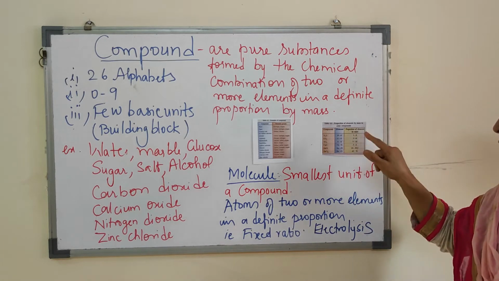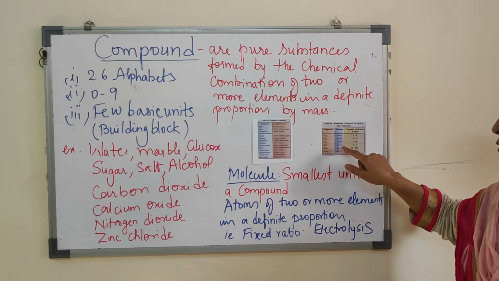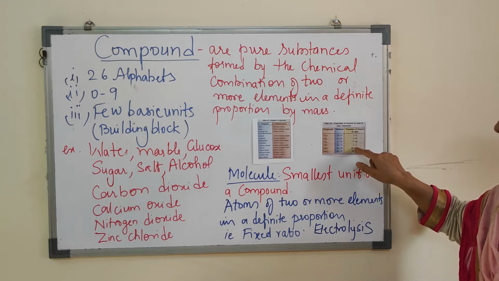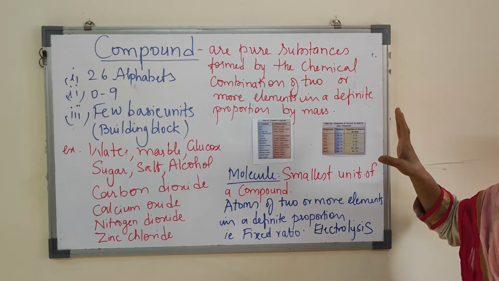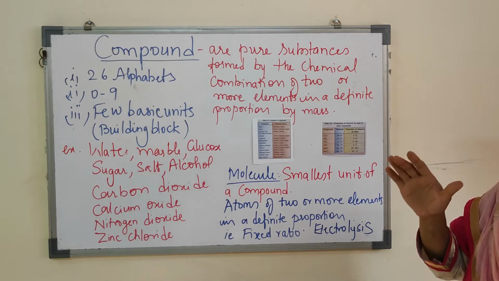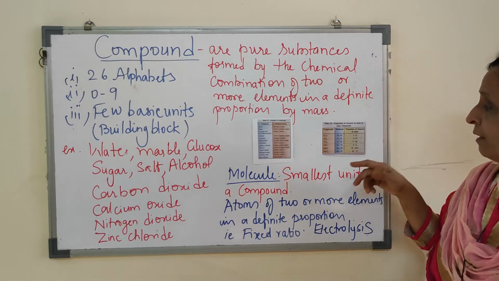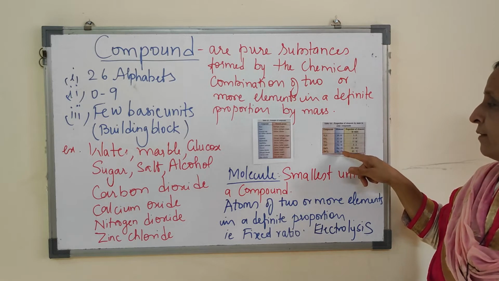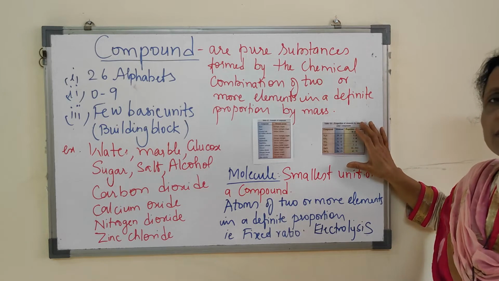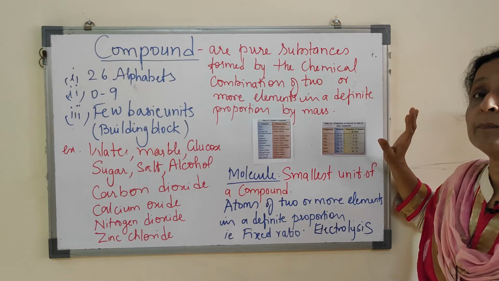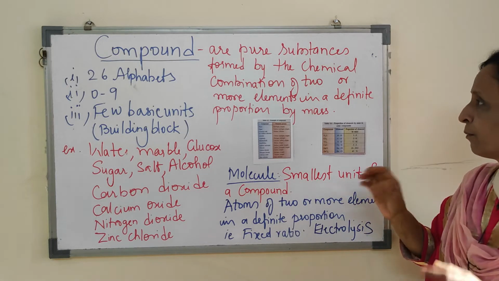So here nitrogen and oxygen 7:16, calcium and oxygen 5:2, sodium and chlorine 23:35.5. These numbers are not just given like that. The scientists have done research on it. They have weighed it and then given these numbers. Zinc chloride, zinc and chlorine, 65:71. This is how compounds are formed in a definite proportion. They are not formed just like that.